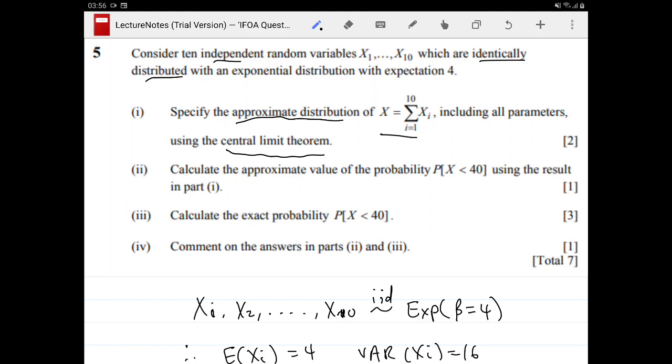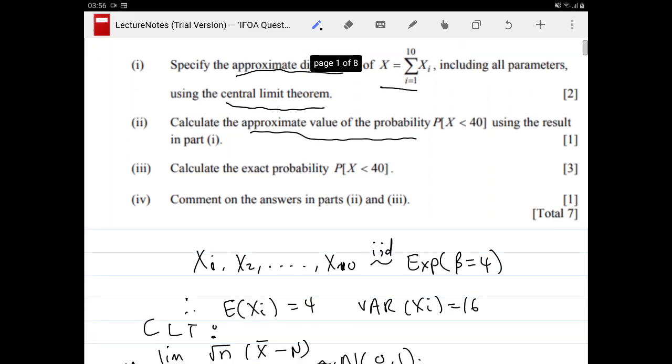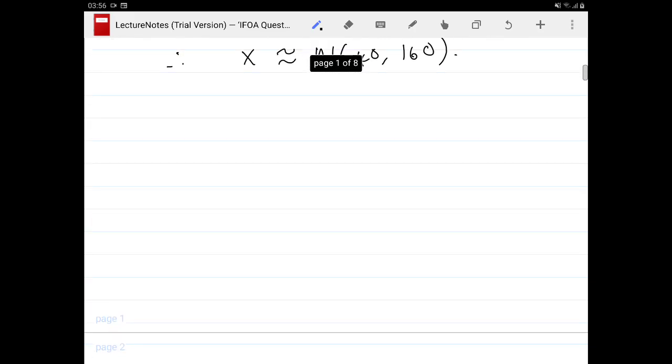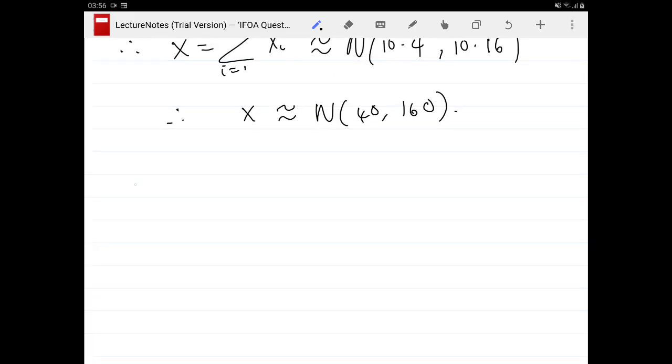Question 2 says calculate the approximate value of the probability. Because we're using the approximation, this is going to be equal to the probability that X is less than 40. Now, because we have this approximation that X is a normal distribution, we can calculate this probability very easily if we standardize things.